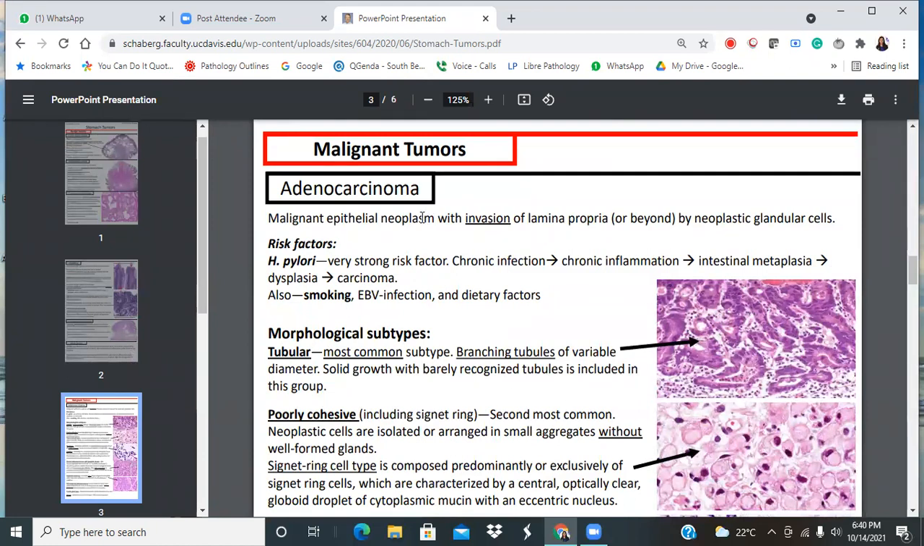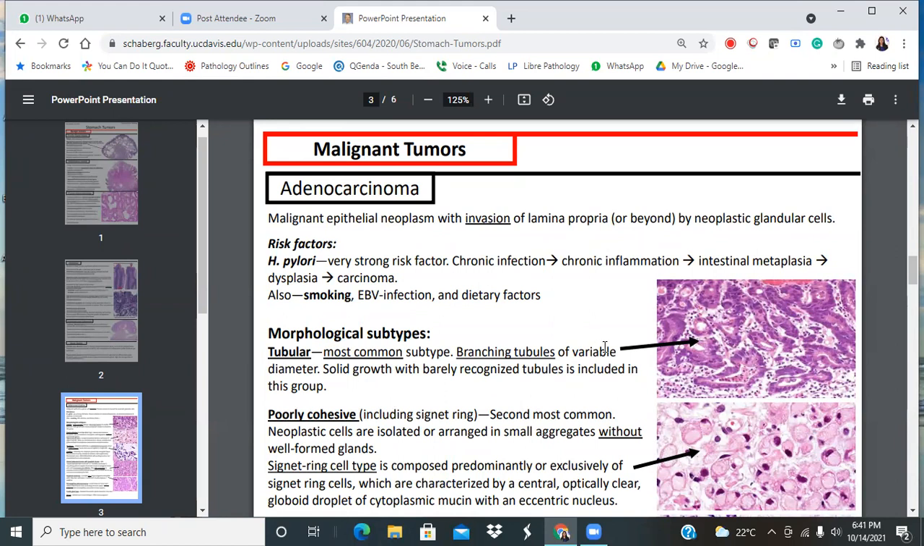Malignant tumors: adenocarcinoma, a malignant epithelial neoplasm with invasion of lamina propria by neoplastic glandular cells or beyond. Risk factors: H. pylori is very strong, with chronic infection, chronic inflammation, intestinal metaplasia, dysplasia, carcinoma. Also smoking, EBV infection, and dietary factors. Morphological types: tubular and signet ring cell or poorly cohesive.